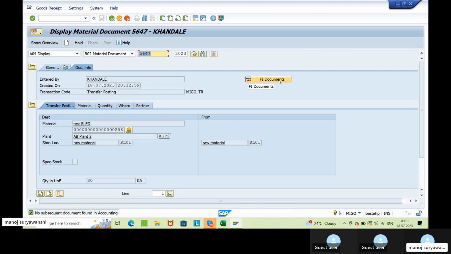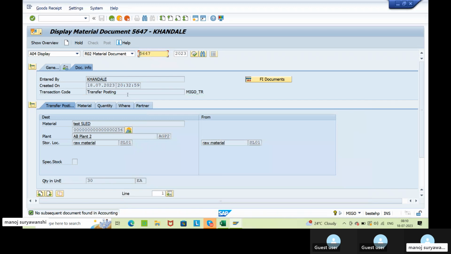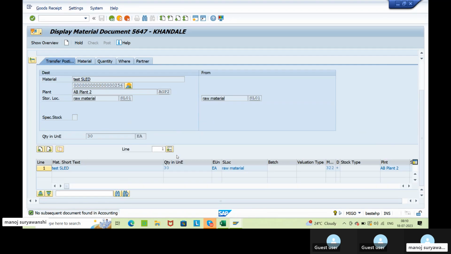accounting document is not generated. So what we learned here, only material document is generated and no accounting document is generated. So this is the material document that is generated, which records who has posted this goods movement and what are the details that we entered while posting the goods movement.